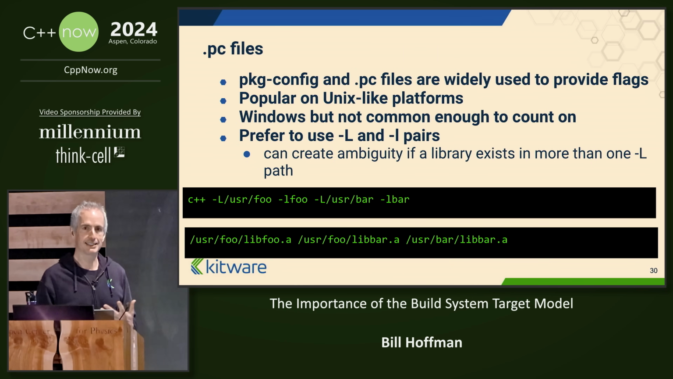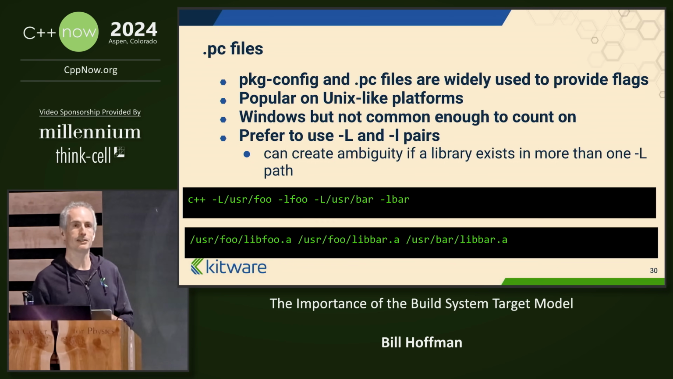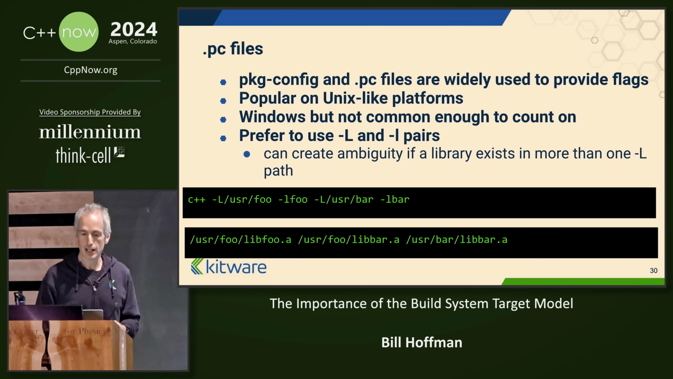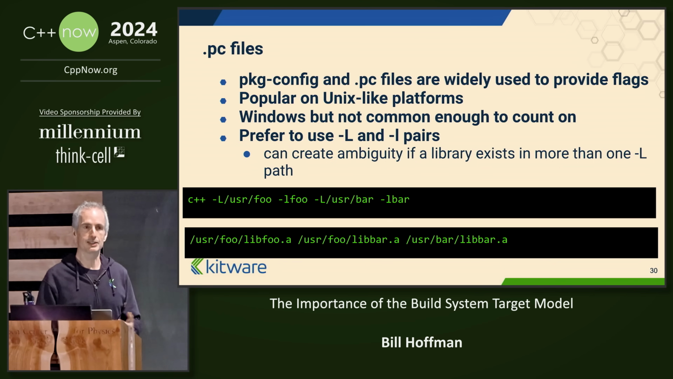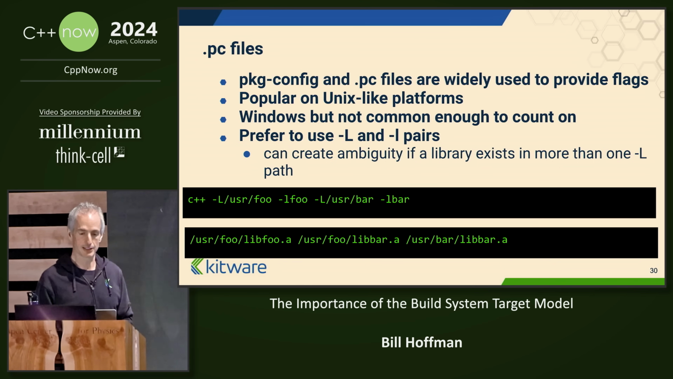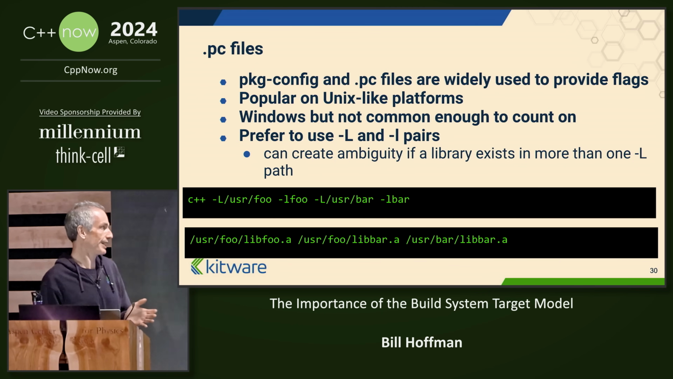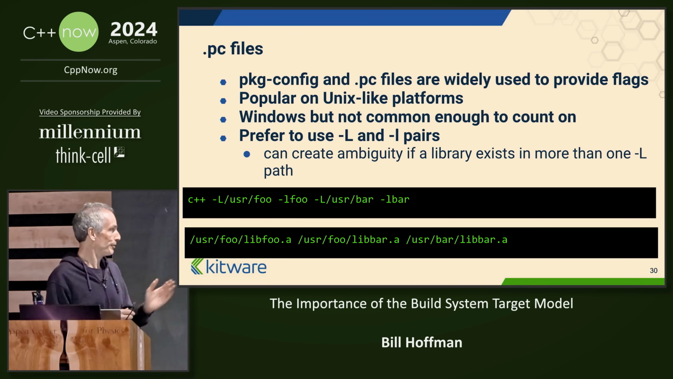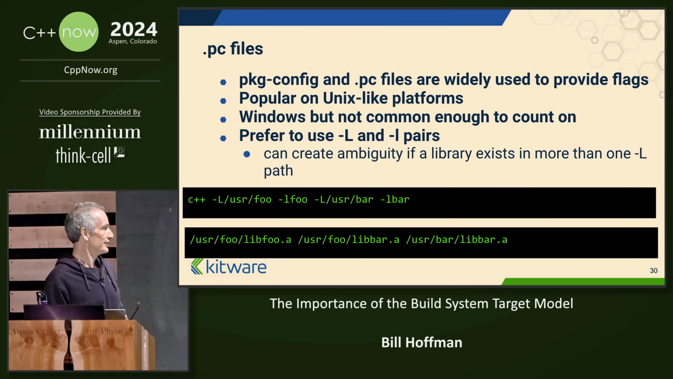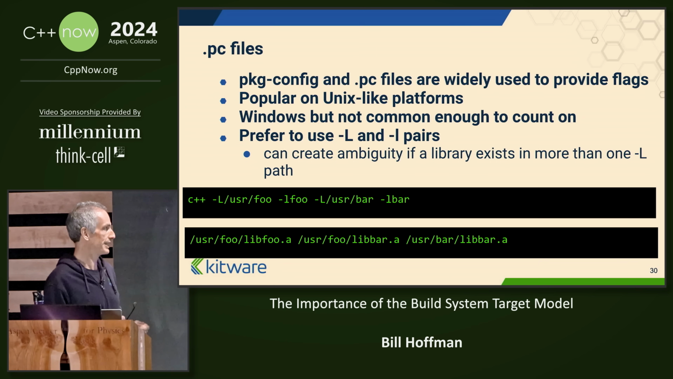Another issue that I tend to see with pkg-config is that it tends to use -L and -l pairs, where -L tells you what directory something's in, and -l tells you what to link. But this can create ambiguities if the library exists in more than one -L path. So this is a contrived example, but let's say I do this: C++ -L /usr/foo -l foo, then -L /usr/bar -l bar.